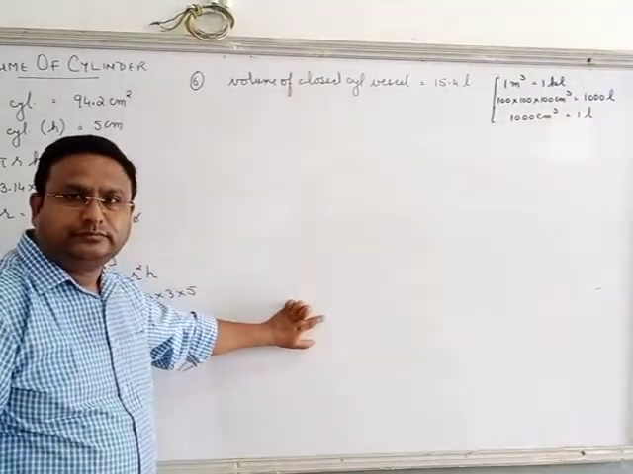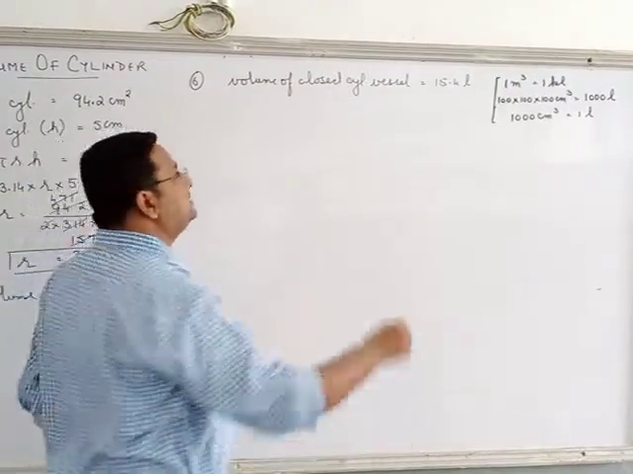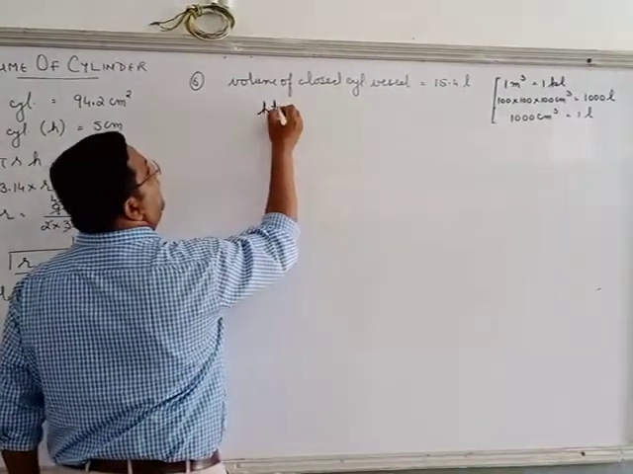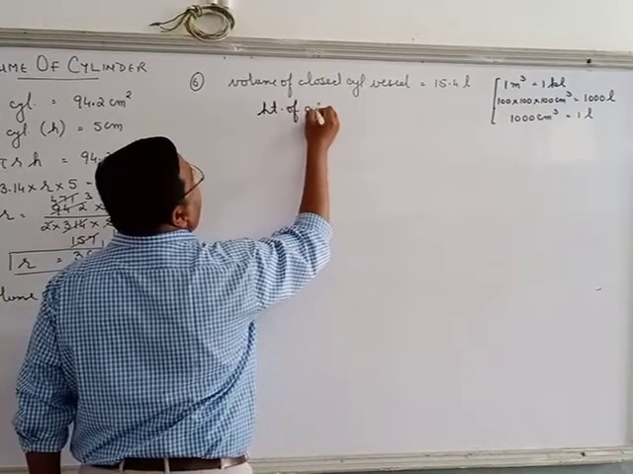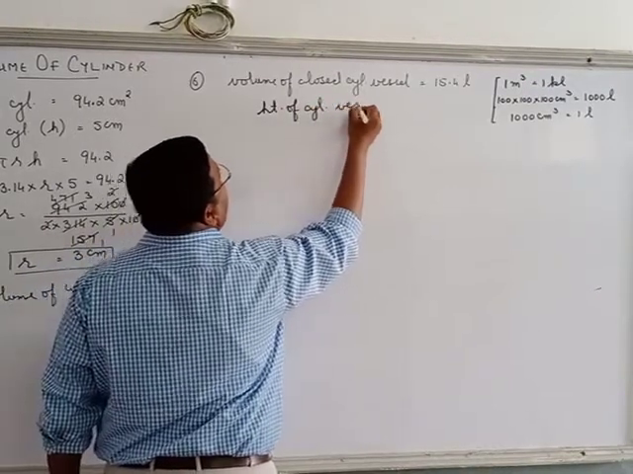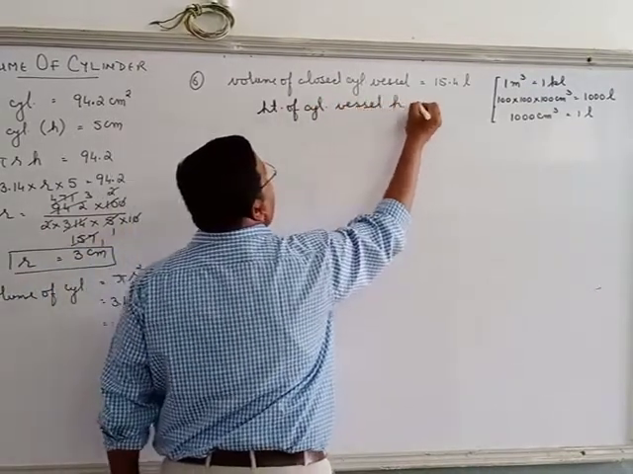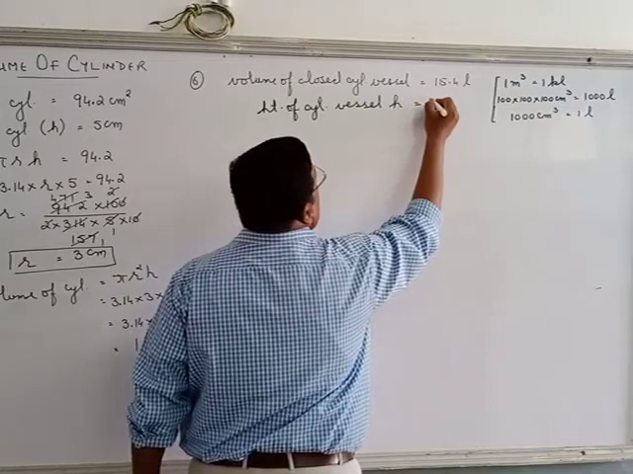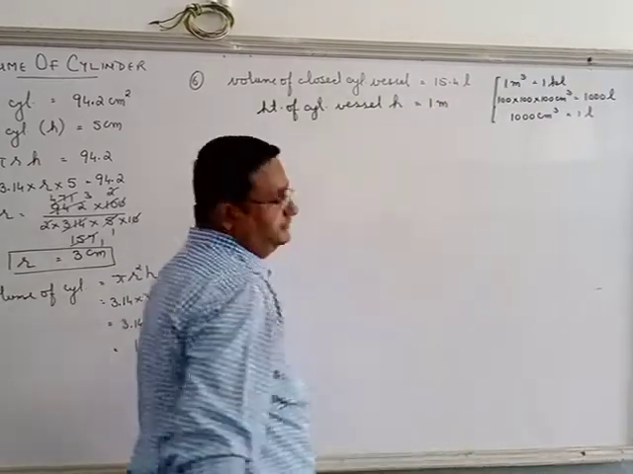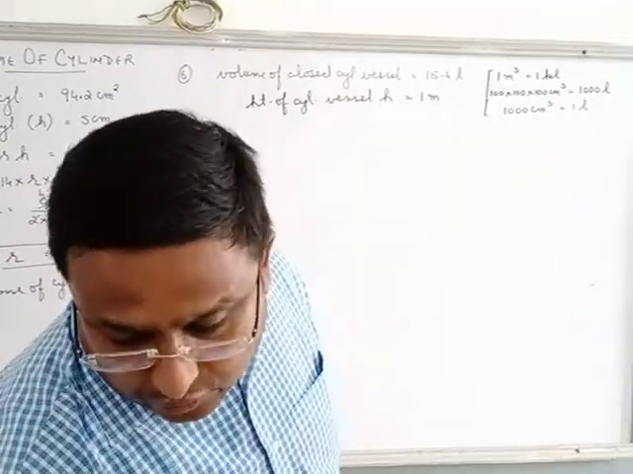Yes? Clear? Height is given to us in meter. Height of cylindrical vessel h is equal to 1 meter. Yes or no? How many square meters of metal sheet?